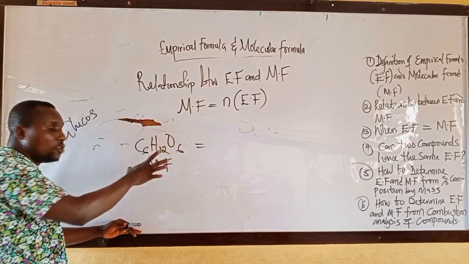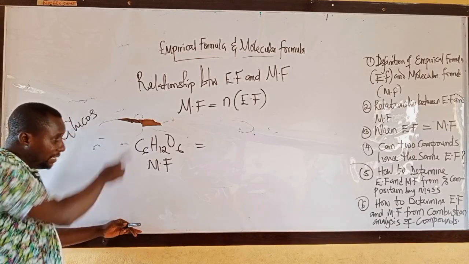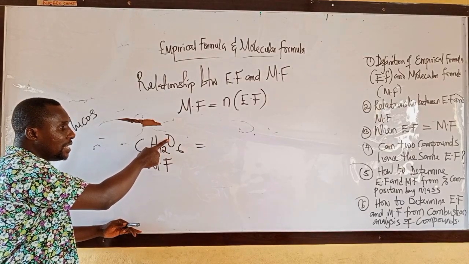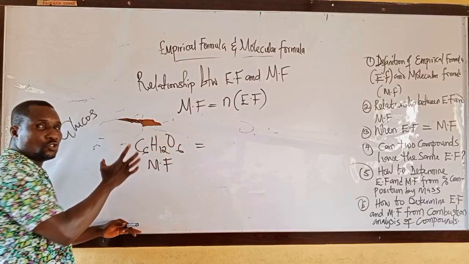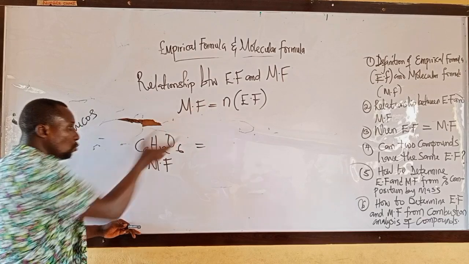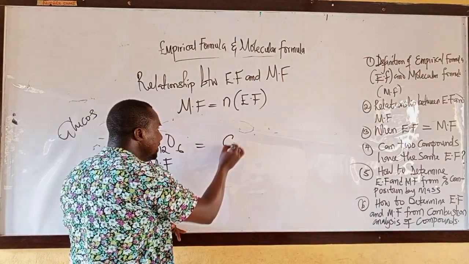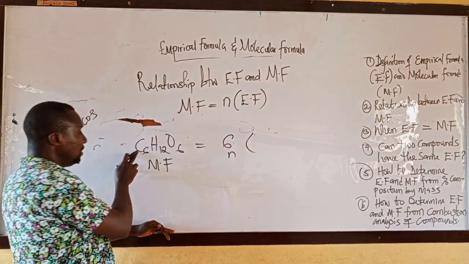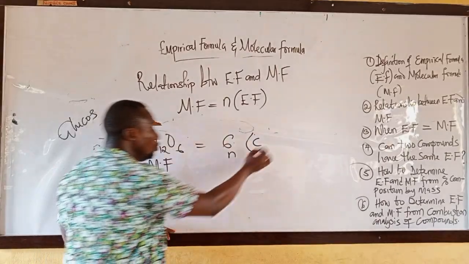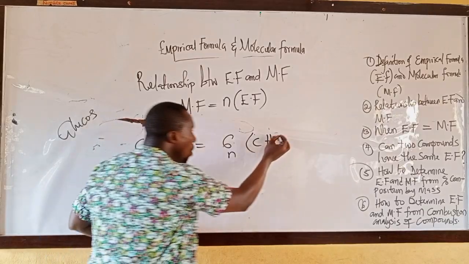Glucose has 6 carbon atoms, 12 hydrogen atoms and 6 oxygen atoms. This is the actual formula of glucose. Then to get the empirical formula, get N from here. What do they have in common? They have 6 in common. That is my N, 6. Then 6 divided by 6 gives you 1, so you have just 1 carbon. 12 divided by 6 gives you 2, so you have 2 hydrogen. Then 6 divided by 6, you have 1 oxygen.